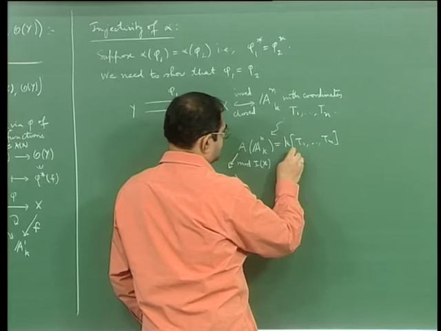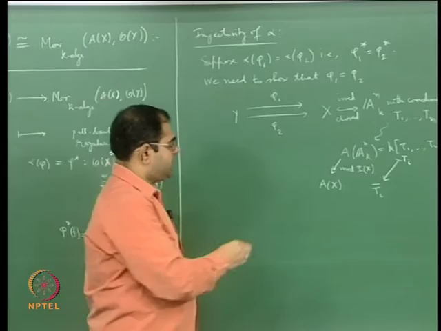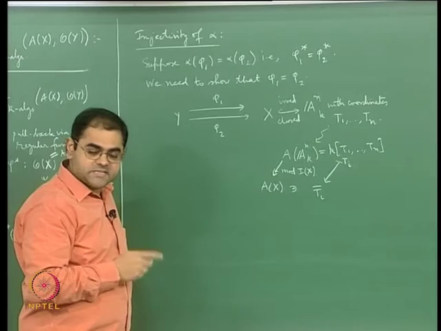Under this map, every t_i will go to some t_i bar, okay. If you want, think of it as an element here. And mind you, t_i bar is geometrically just the coordinate function t_i restricted to X. So this t_i bar is just t_i restricted to X.